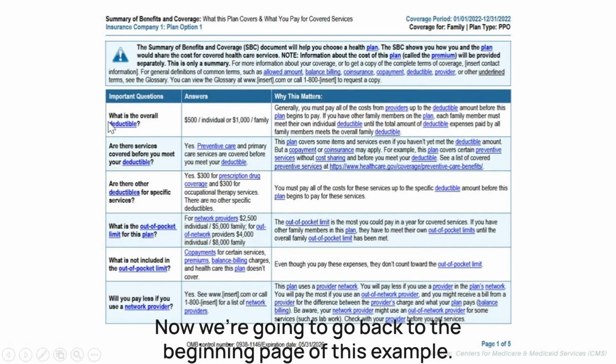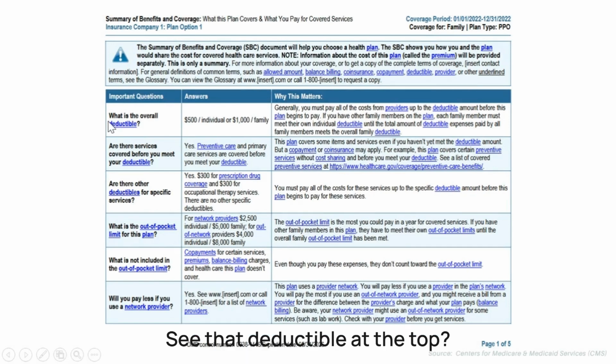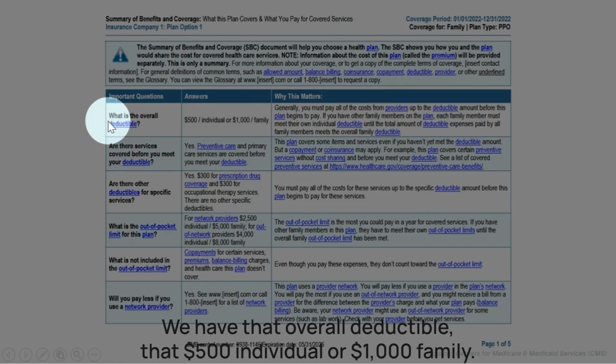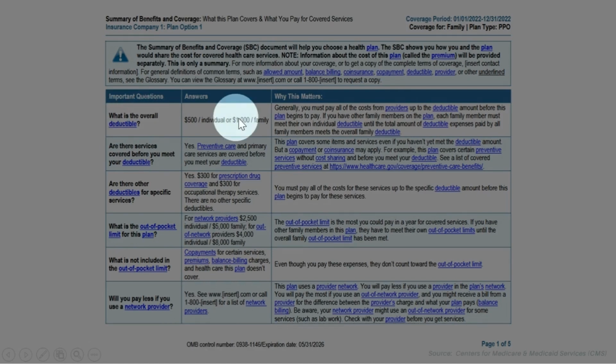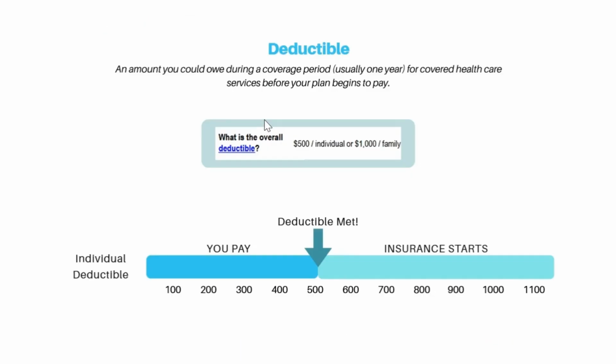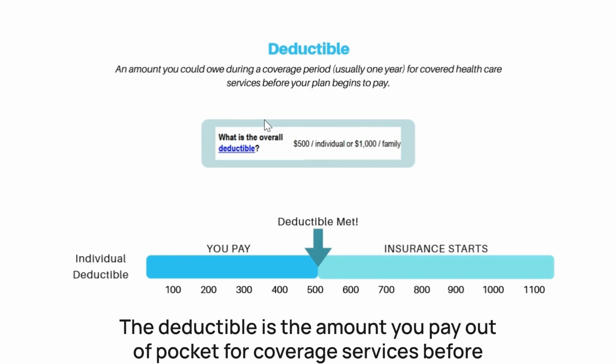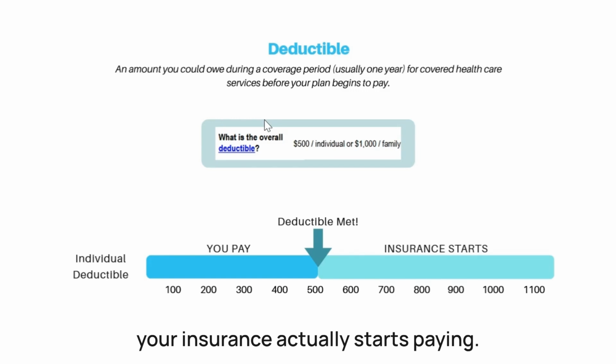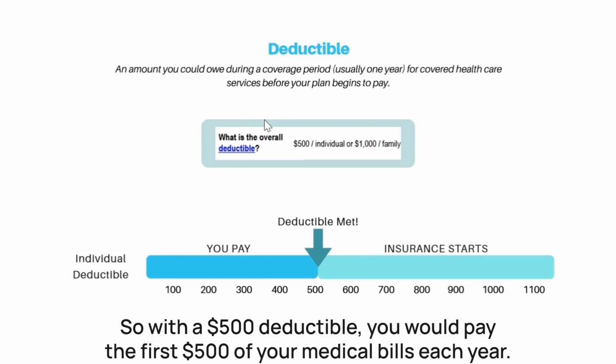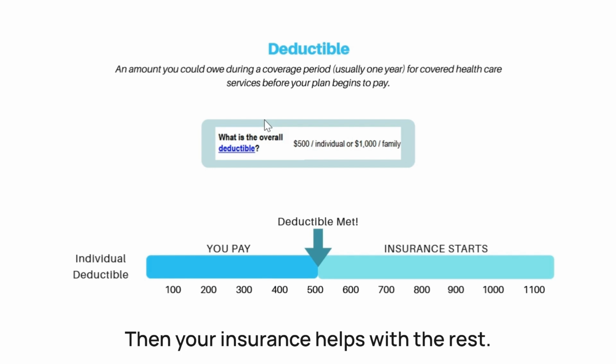Now we're going to go back to the beginning page of this example. See that deductible at the top? We have that overall deductible, that $500 individual or $1,000 family. What does that actually mean? So let's break it down. The deductible is the amount you pay out of pocket for covered services before your insurance actually starts paying. So with a $500 deductible, you would pay the first $500 of your medical bills each year. Then your insurance helps with the rest.